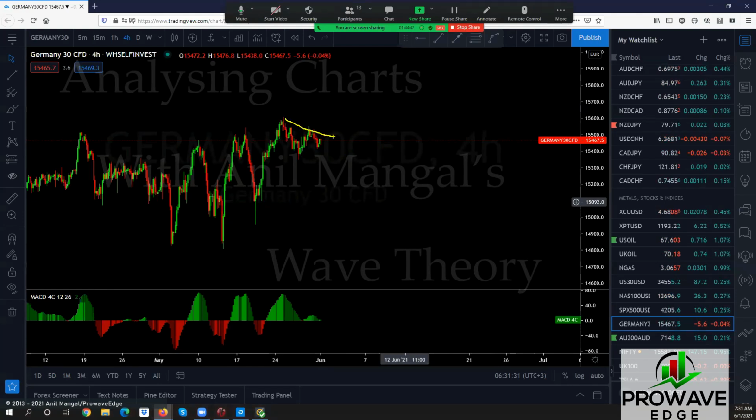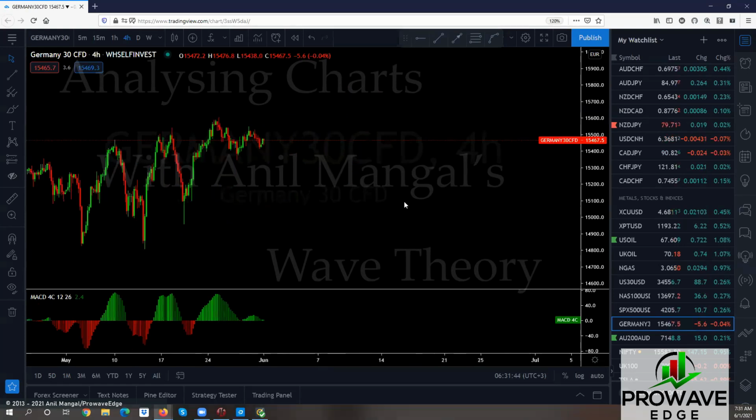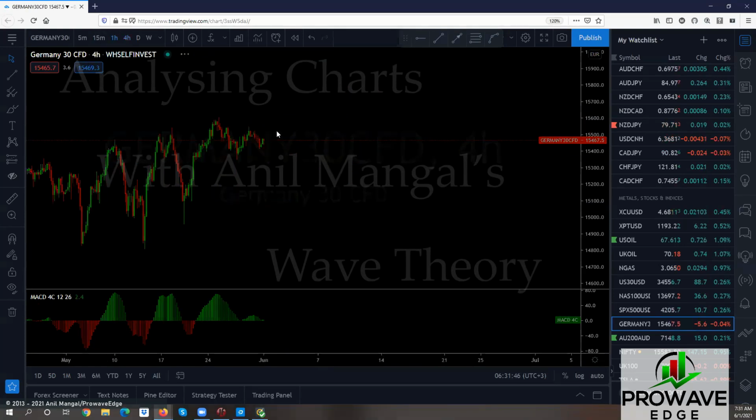See this? But you only have 1, 2. So let's see if we get a 3 down here and then go. Or if it becomes more complex like this and then go. Right? That is a possibility. So let's see. We don't have any setup for a buy or sell in the 1 hour.